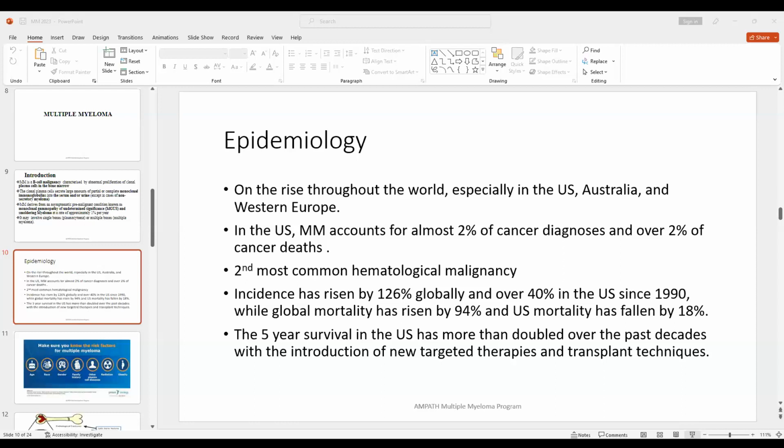So when you look at the pathophysiology of multiple myeloma, I think I'll spend a little bit of time here so that we are able to understand how this impacts our body.